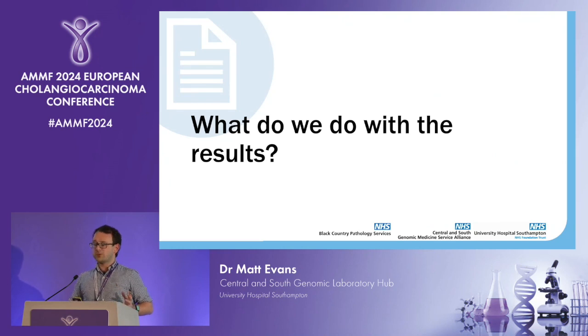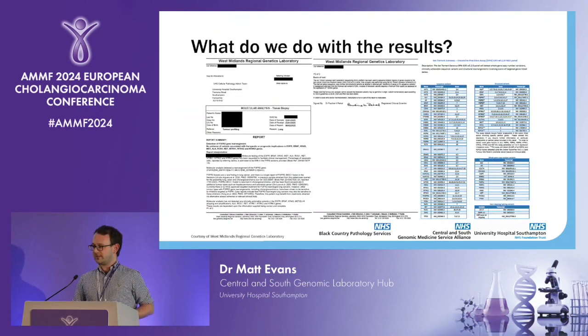So, finally, what do we do with the results which we obtain through this testing? Well, that's an example of a report which comes from our genomic laboratory in Birmingham. It's probably a bit too small to read there, but that report is saying that an FGFR2 rearrangement has been detected in the tumor of a patient with cholangiocarcinoma. And you can see on the far side of that table is showing you a list of all the genes which were covered by those NGS panels, so you know exactly what they've looked at and what they haven't looked at.